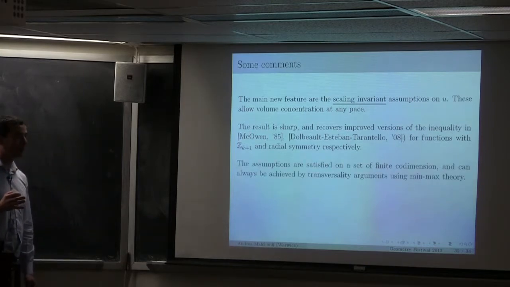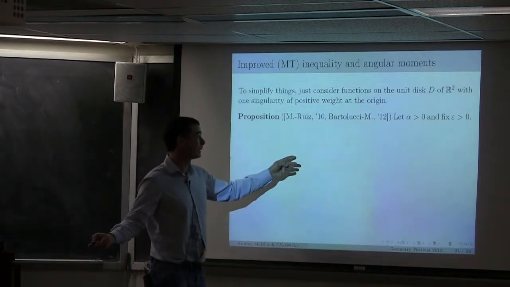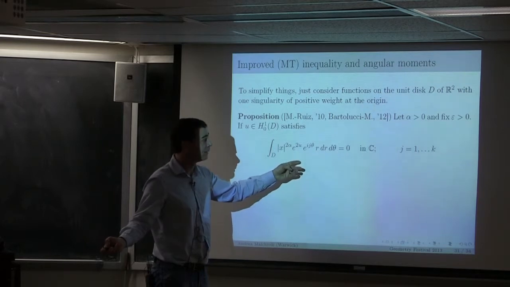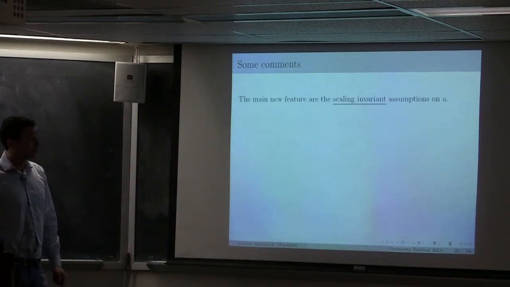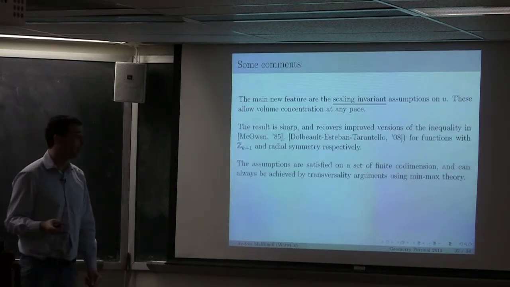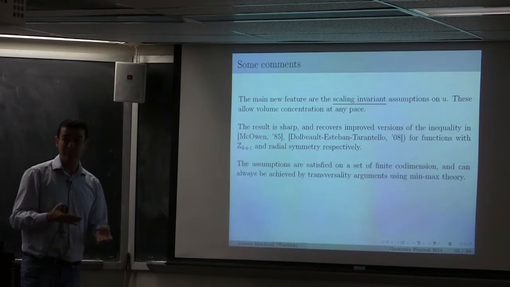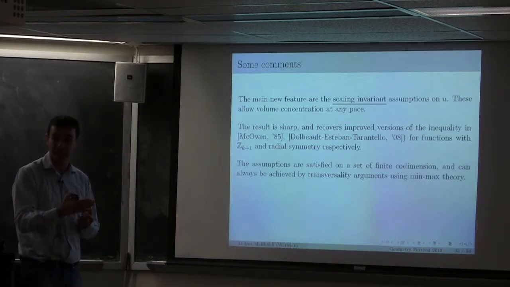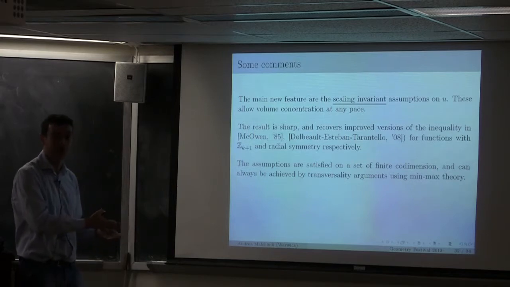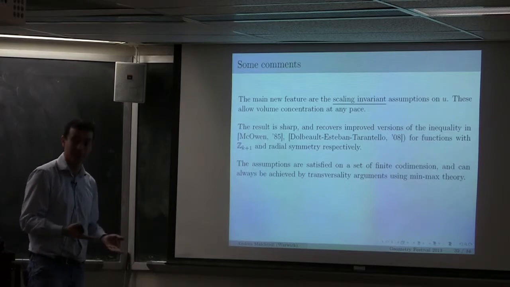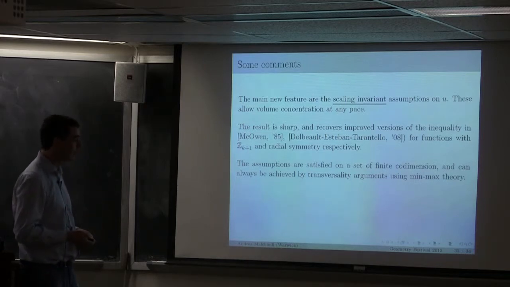And the main comment is that those assumptions are just 2k constraints. I'm assuming the vanishing of k numbers in C, so these are 2k real constraints. So the improved inequality will be satisfied in the function space in a set of finite codimension. And sets of finite codimension you can intersect using transversality arguments or degree theory. So you can apply the min-max machinery once you have attained such a condition. If you require symmetry, of course, everything is gone, because it's infinitely many constraints. But these are finitely many constraints, and you can actually apply min-max theory to prove existence of critical points.